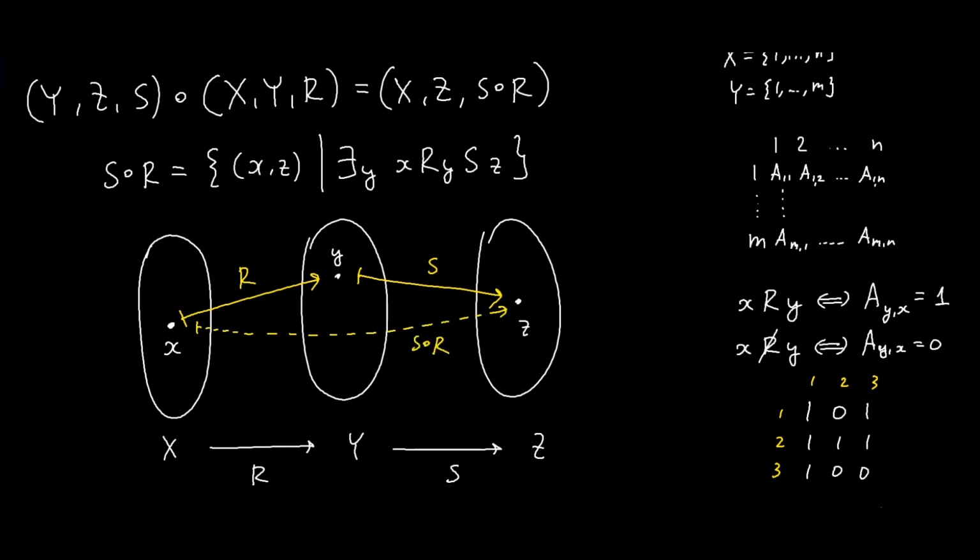And of course, if S and R are functions, then this is just the composition of functions. That's how we compose them, right? We map by one function, and then we map the result by the other function. So that's exactly the composition of functions. So this notion of composition of relations is actually the generalization of the idea of composition of functions.